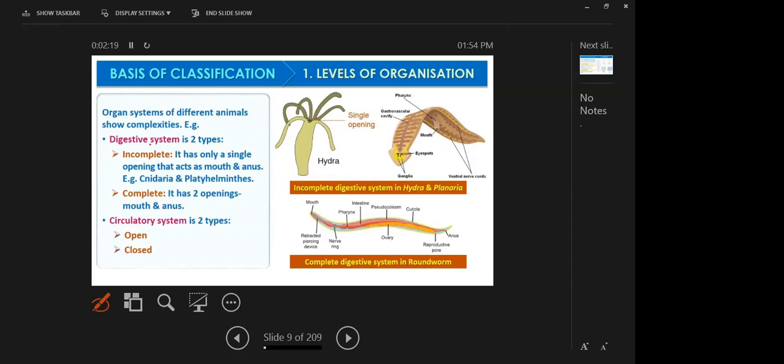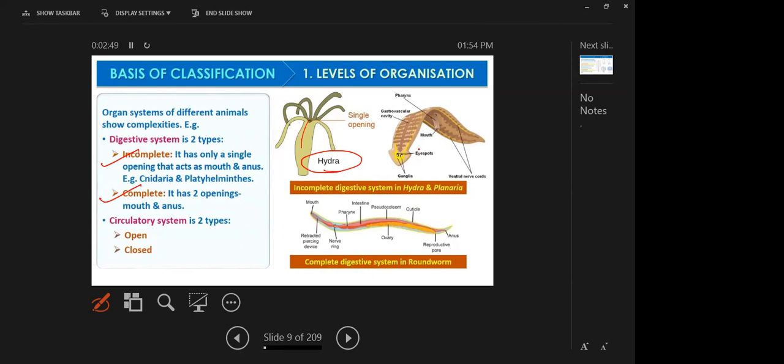In all these systems, for example here, there are two: incomplete digestive system and complete digestive system. What do you mean by incomplete? It has only a single opening in the alimentary canal. Hydra is a classic example for that. It has only a single opening. Water enters into this. Then how does it come out? That's another mechanism.